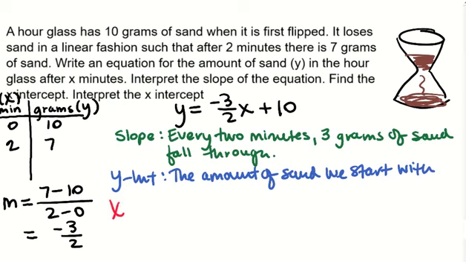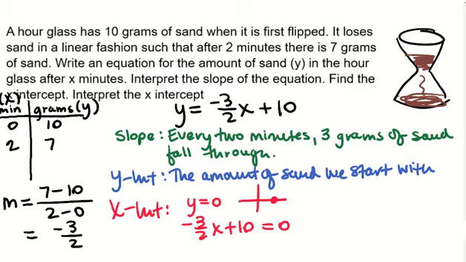Now the x-intercept, that's a little more interesting. Okay, it says first find the x-intercept. Okay? So the thing about an x-intercept is that y equals 0. Always, right? Here at an x-intercept, y is 0. So I'm going to say negative 3 halves x plus 10 equals 0.